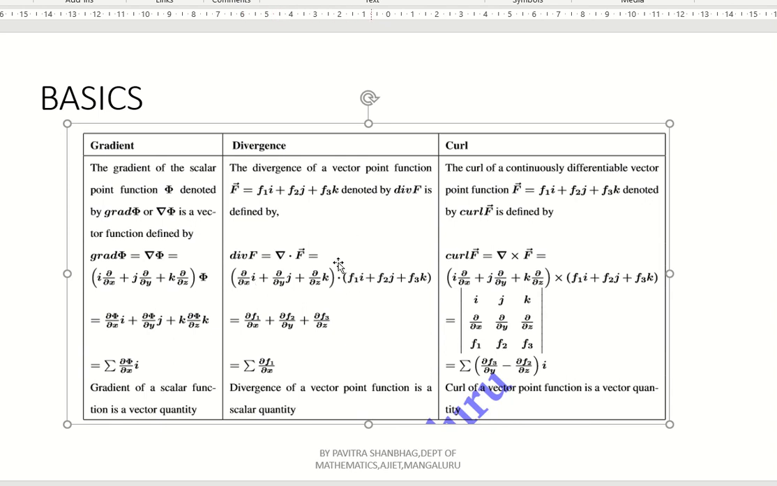But i dot j, j dot k, it is 0. So because of this, it can be written in the form ∂/∂x of f1, or ∂f1/∂x. Similarly, plus ∂f2/∂y plus ∂f3/∂z, like that you have to write. Or you can write it in the form of summation of first term ∂f1/∂x.